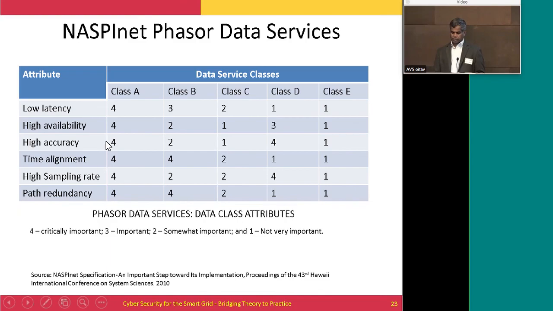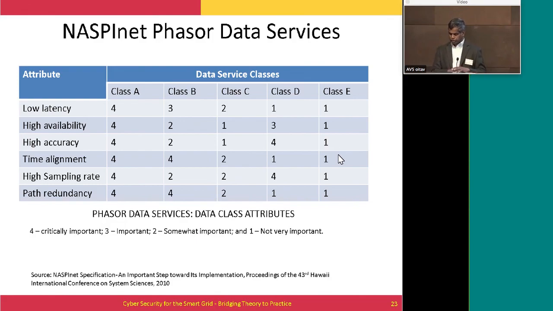With respect to those service classes, A, B, C, D, E, quality of service attributes are given. What is the latency requirement, availability requirement, accuracy requirement, sampling rate, which is the bandwidth requirement, and path redundancy. All those things are defined for this also. When you have four, which means critically important, like for class A, low latency is critically important, high availability, accuracy, all those things are critically important. As you go down towards the right, like the R&D application, the criticality level is one for all those categories, which means when there is competition for network resources, the lower class gets a lower treatment in allocation of resources.